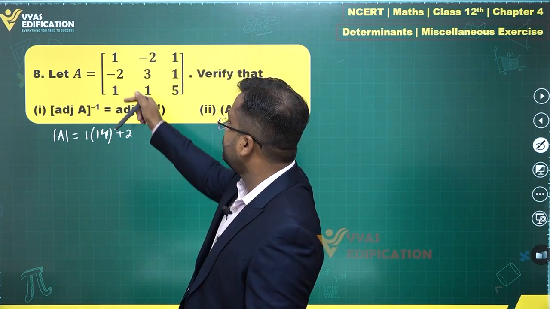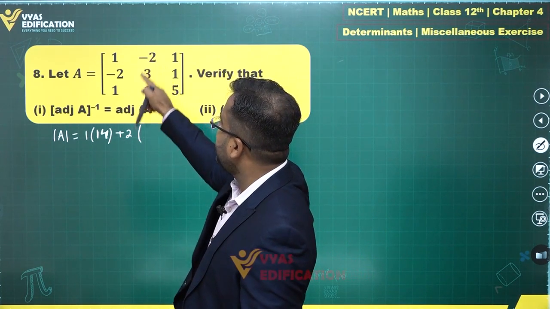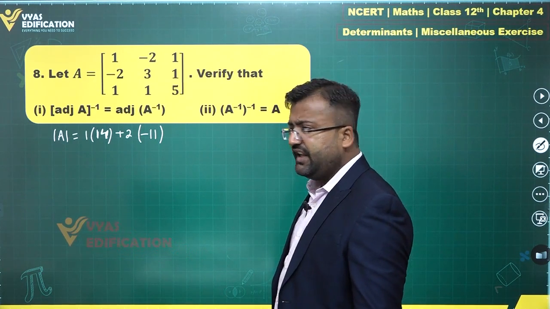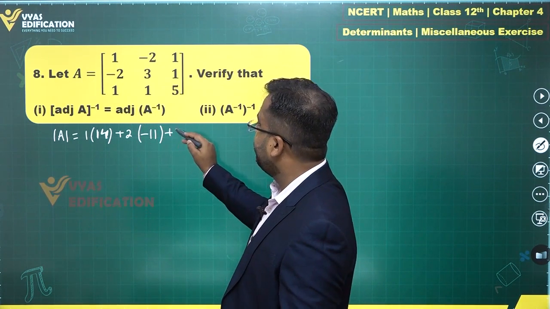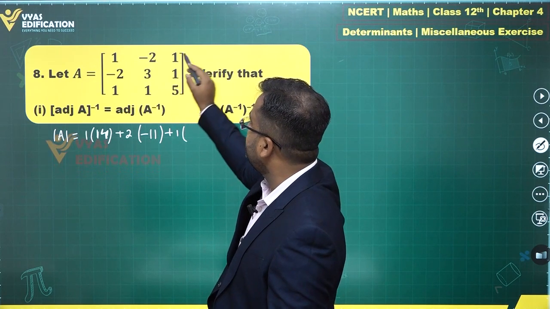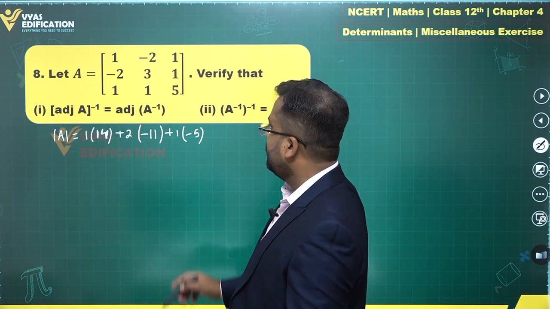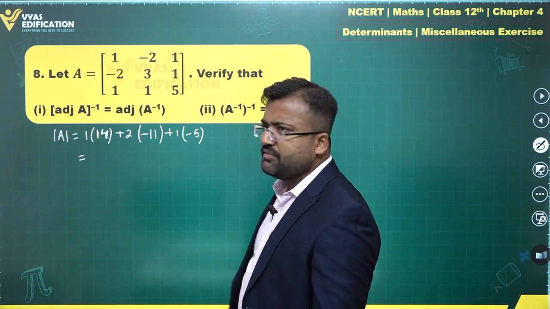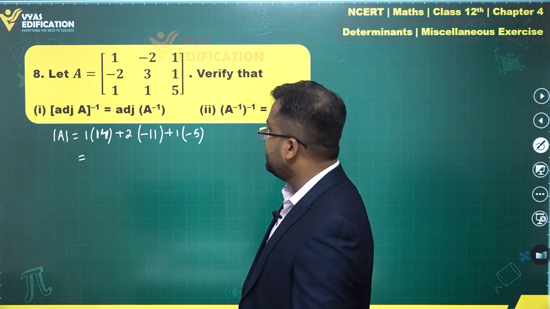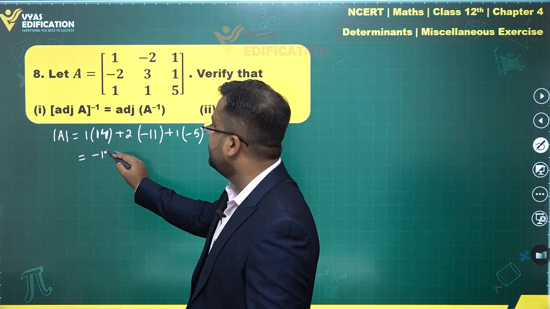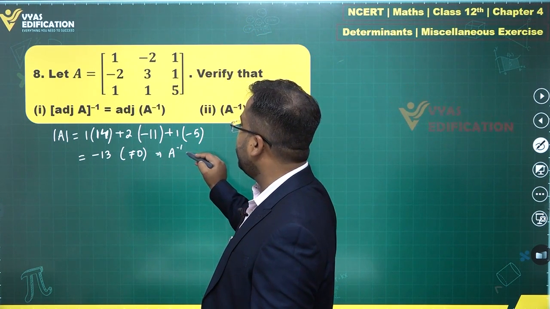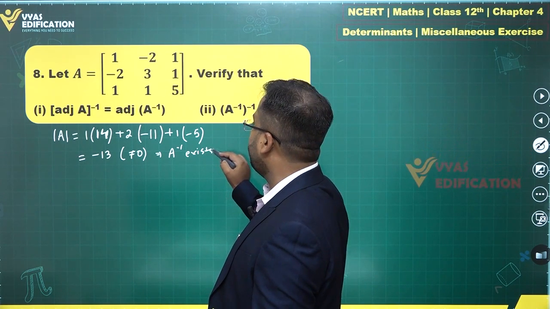Plus 2 times, what you get is minus 10 minus 1 is minus 11. Next this 1 times, what you get is minus 2 minus 3, which is minus 5. And this will give me minus 5 minus 22 is minus 27, right? Please check that. And plus 14 is minus 13. Since this is non-zero, A inverse exists. This is something which we know, right?